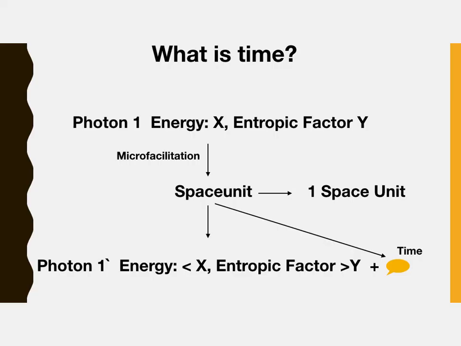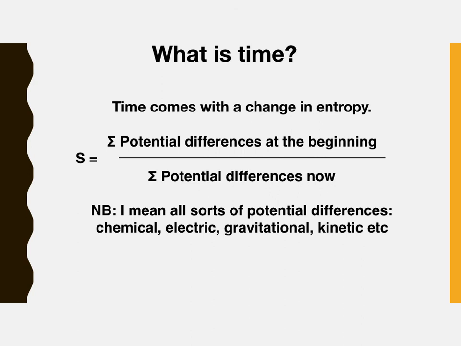Let's go back to our question, what is time? A photon 1 with the energy x and an entropic factor y interacts with a space unit, and it ends up as a photon 1 prime with less energy, a higher entropic factor, and a quantum of time. The space unit uses the energy that photon 1 gives up and creates another space unit. So time in my little universe comes with a change in entropy.